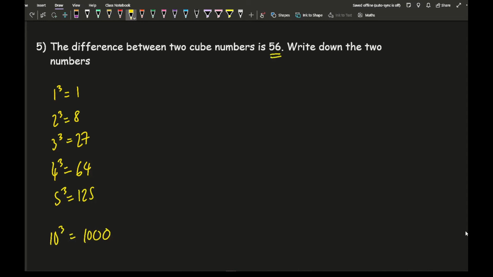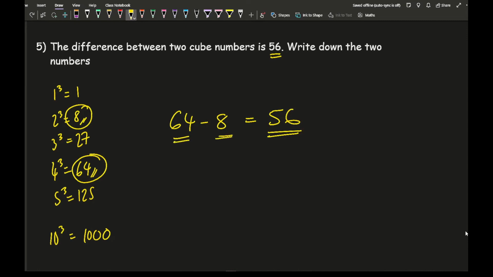So from this, I can see that these two numbers subtracted, 64 take away 8, equals 56. So those two numbers are either going to be 64 and 8, or I could say it as 4 cubed minus 2 cubed, and that equals 56. And there is my final answer.